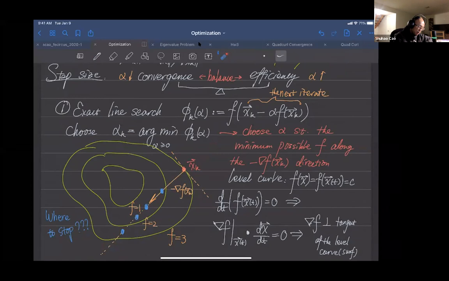We can stop here, or here, or here. And where should we stop? We find the arg minimum of this function. Arg minimum means we choose an alpha so that the function value is the smallest. Maybe it's here. Okay, it's the smallest.